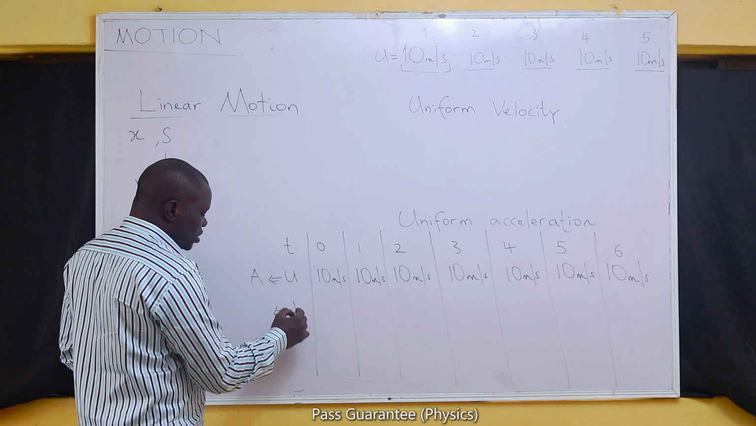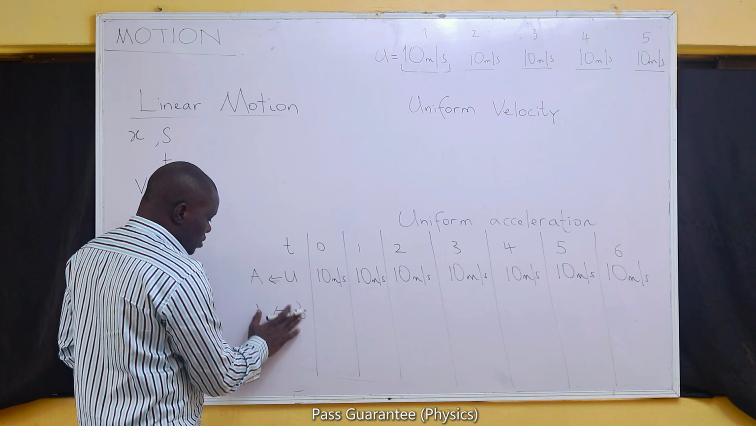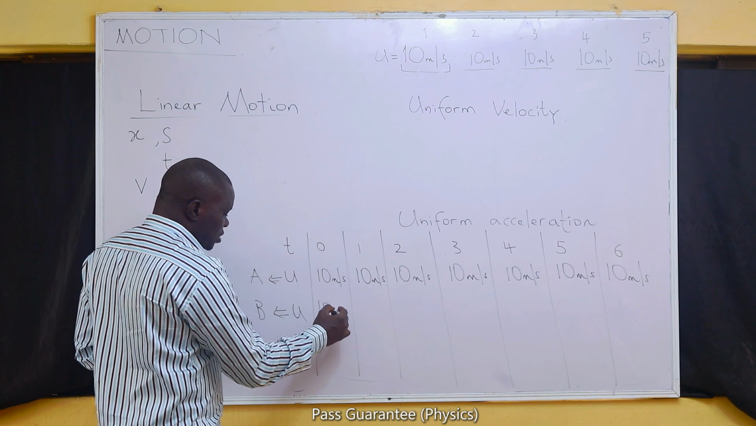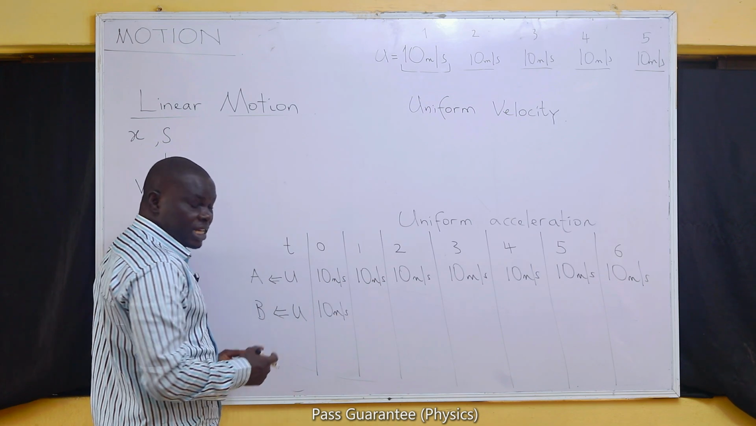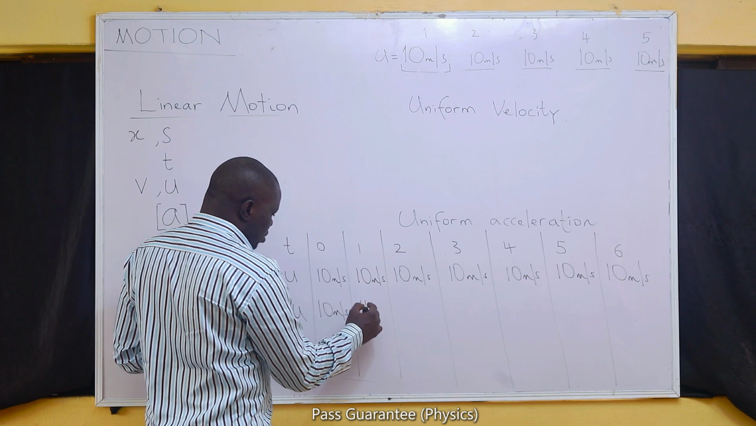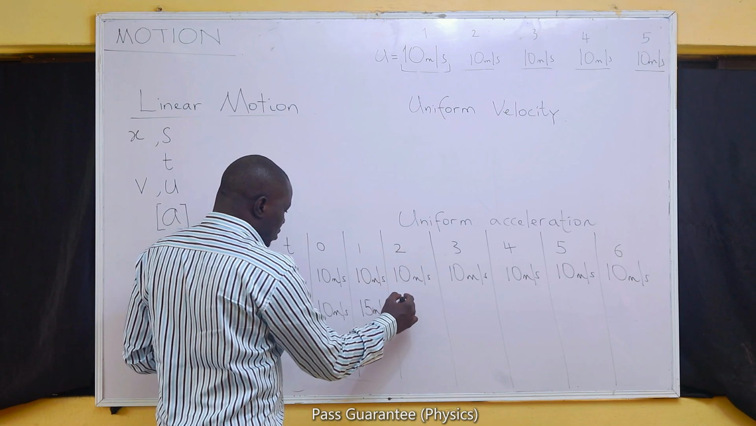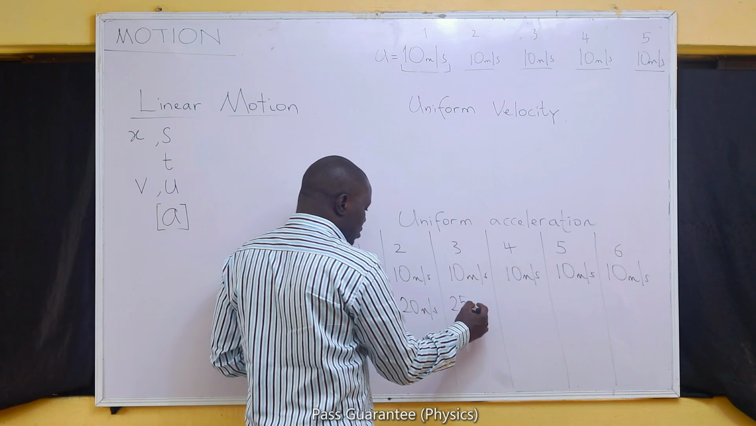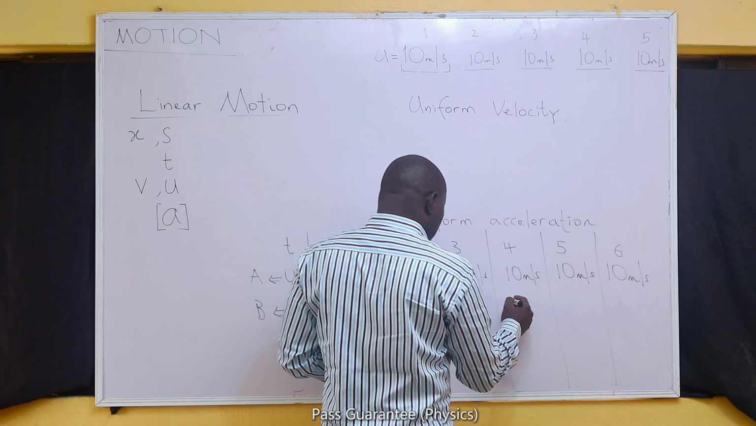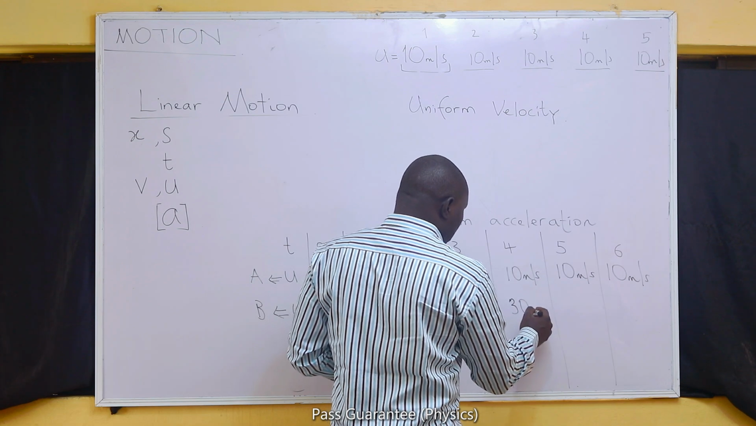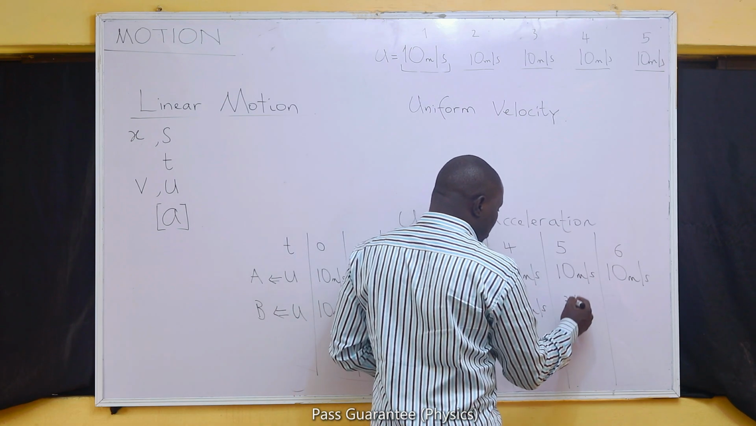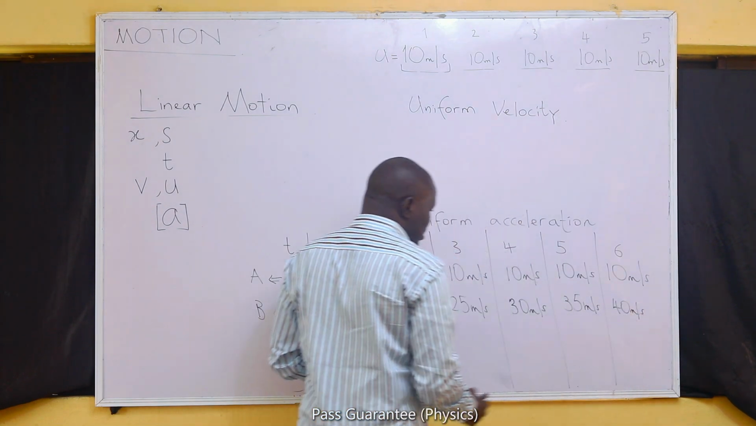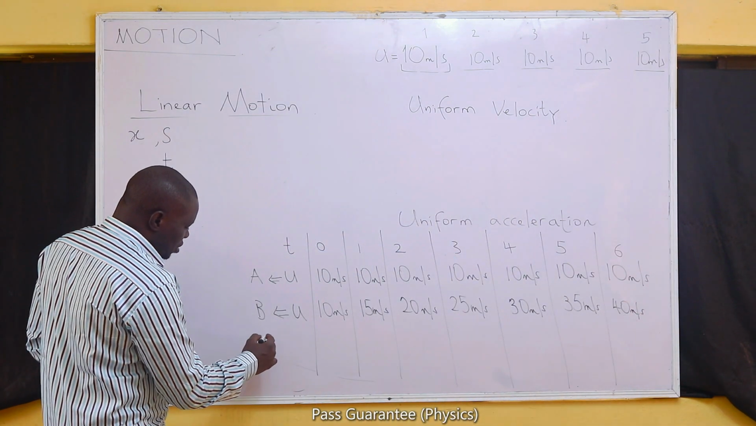Now, for object B, the velocity was tracked to be 10 meters per second at the start, then it became 15 meters per second, then 20, then 25, then 30, then 35, then 40 meters per second. If that is the case for B, now let us check for C.